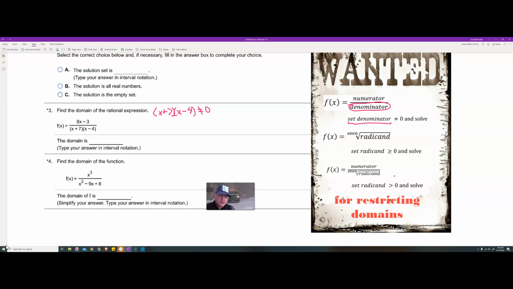Well, I take each one of these just like I was solving it for 0. So I know x is not allowed to be negative 7. Okay? If I solve the other one, x is not allowed to be 4. Okay? Now, what happens is, if I plug either one of these into this equation, bad things are going to happen, and the mathematic may not be able to help you. So we don't allow them to be used.